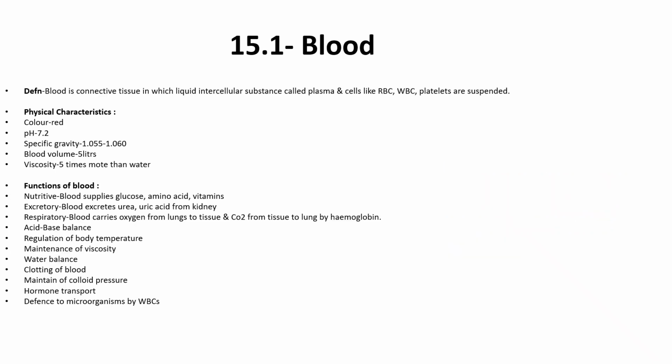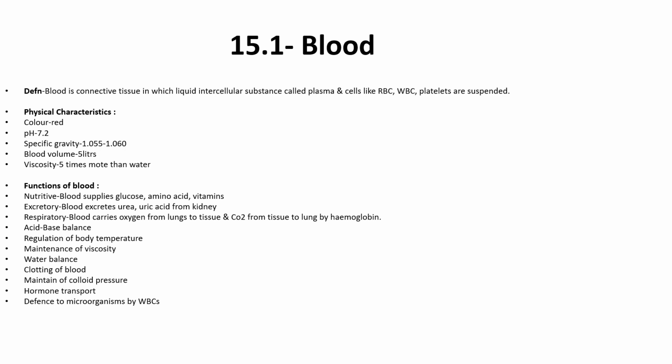So it is connective tissue, liquid connective tissue, which consists of the cells like RBC, WBC, platelets and plasma, and it is red in color. pH is slightly alkaline, that is 7.2. Blood volume: around 5 liters of blood is present in the body, and viscosity is 5 times more than water. Functions: the main function is nutritive.